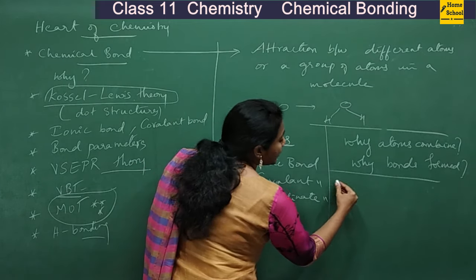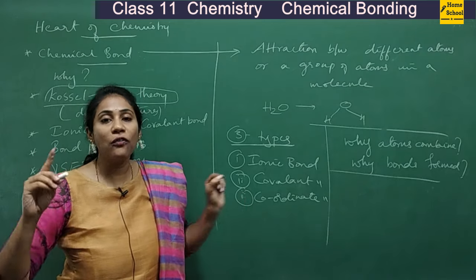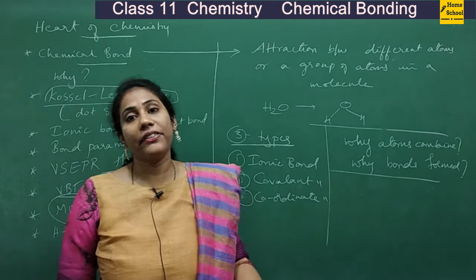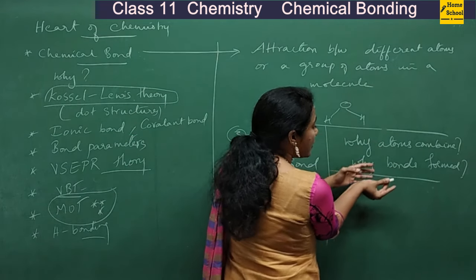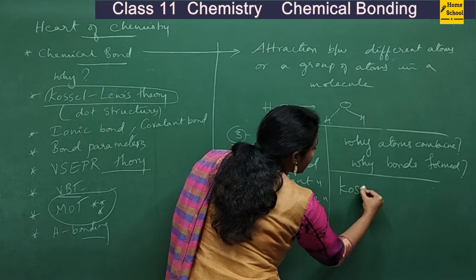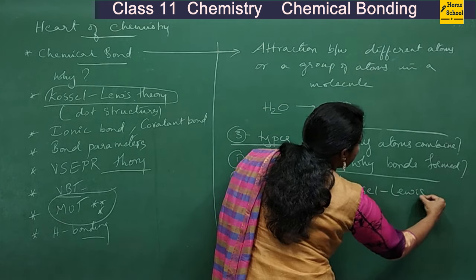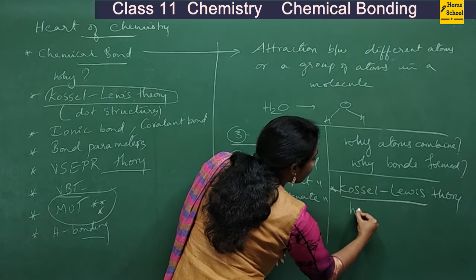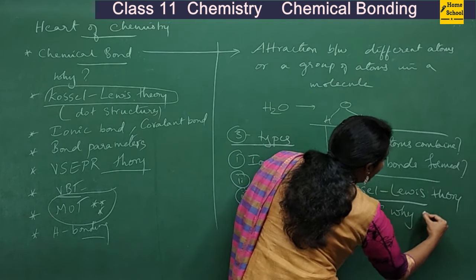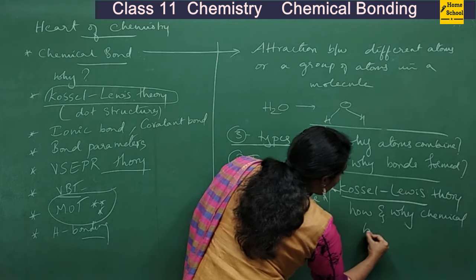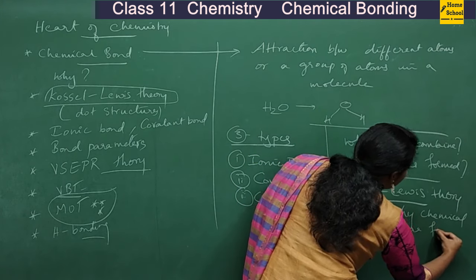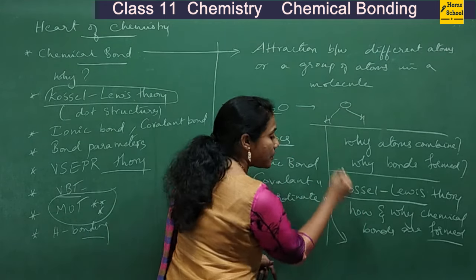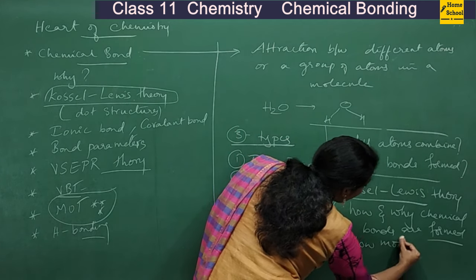For this question, there are two scientists who have put forward their theory, called Lewis theory, or we generally call it the octet theory. The answer is given by Kossel Lewis theory. This Kossel Lewis theory explains how and why chemical bonds are formed, and in other words, it explains how molecules are formed.